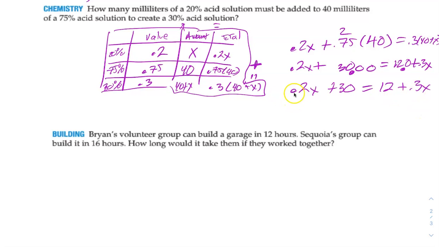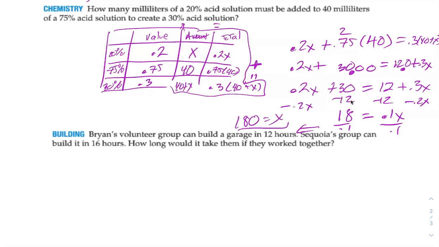Solve for x. So I'm going to subtract 0.2x from both sides and subtract 12 from both sides. So I get 18 equals 0.1x. Divide by 0.1, and you get 180. So I need 180 milliliters of the 20% solution to make this a total of 30% acid solution. So there we go.